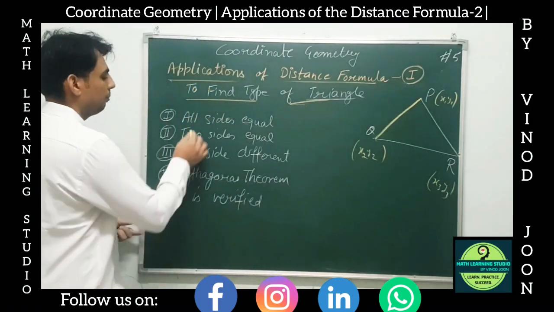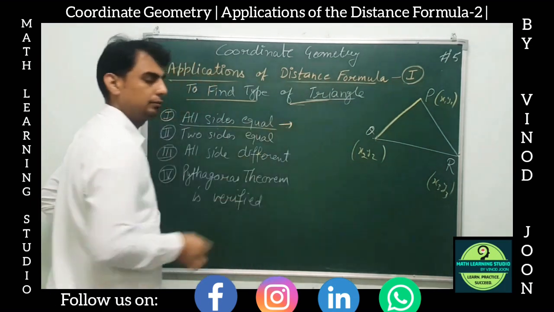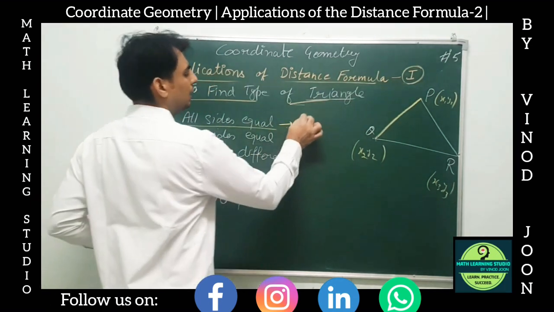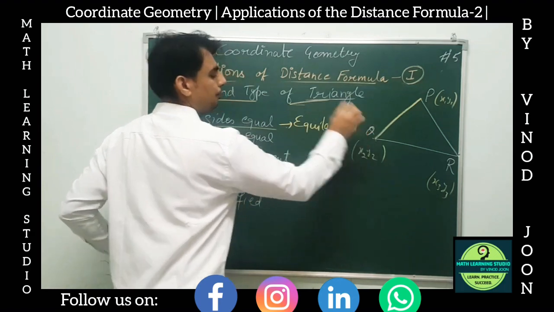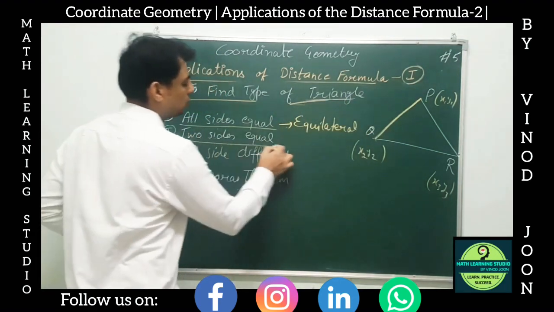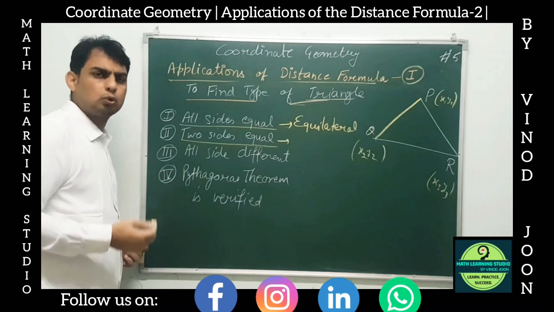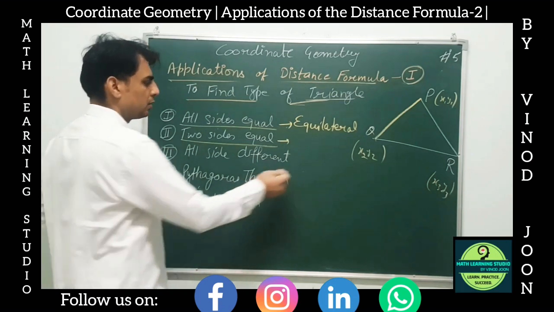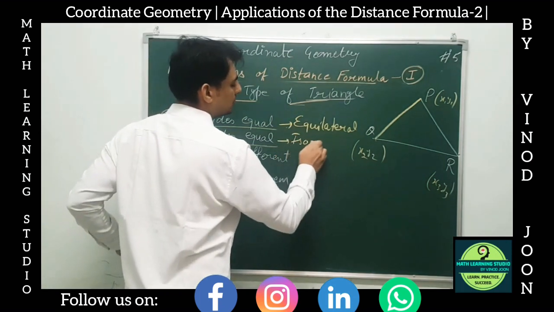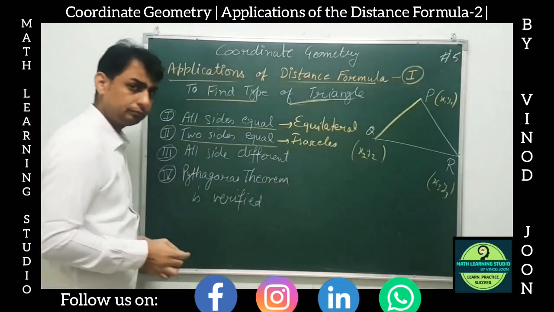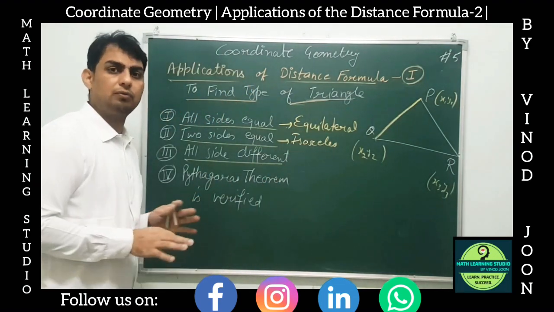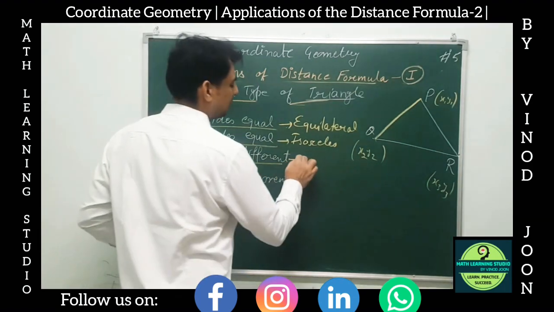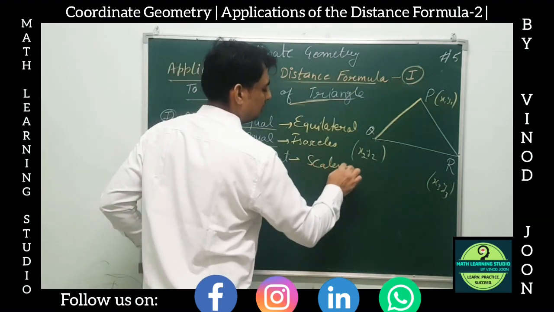First condition, maybe all sides are equal. Which triangle will that be? Yes, it will be an equilateral triangle. Right? We may get two sides equal. Two sides are equal and third is different. So this will become an isosceles triangle. If we have all sides different, all of different values, all of different length, then it becomes a scalene triangle.